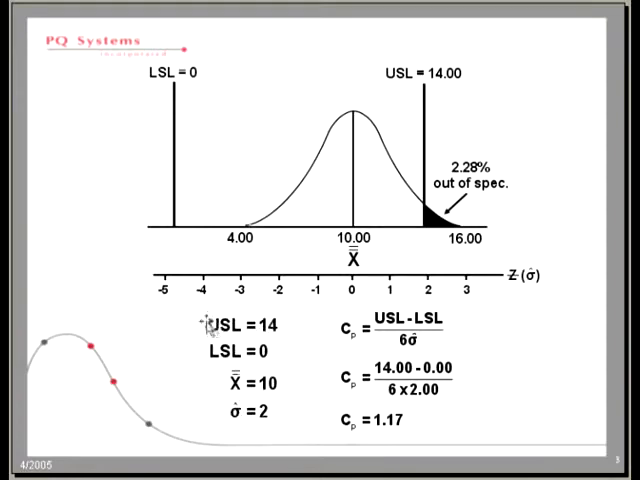Well, what about the specs? Here's the upper spec. Boom, it's right there. There's 14. Lower spec. Boom, it's way down here. We can see we're making some bad parts. In this case, it estimates 2.28.